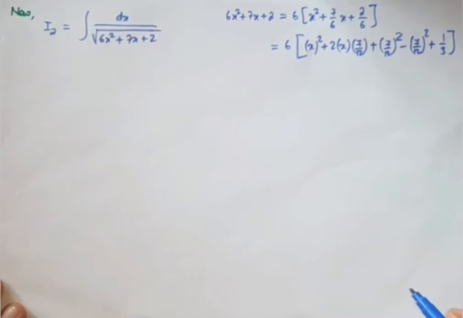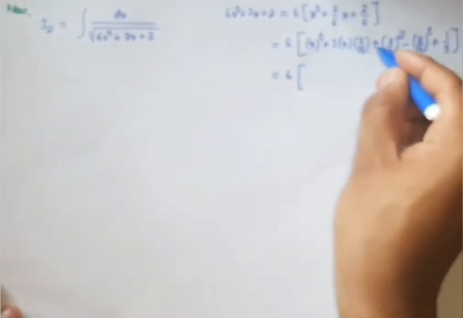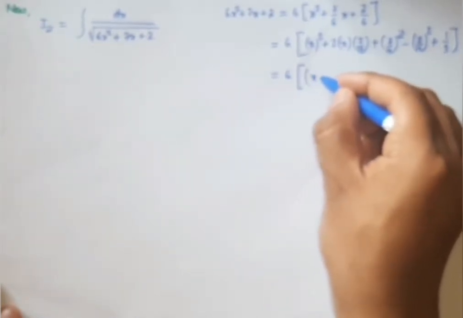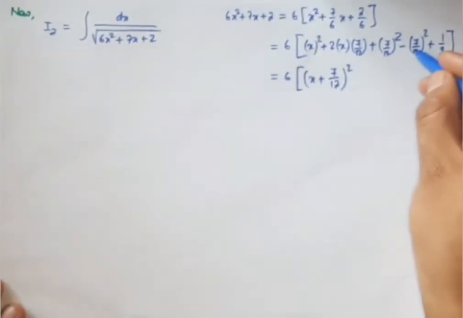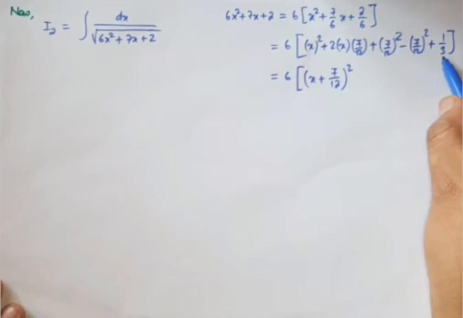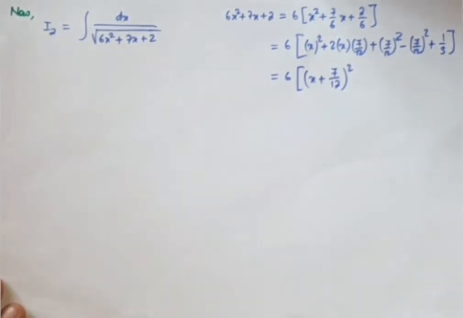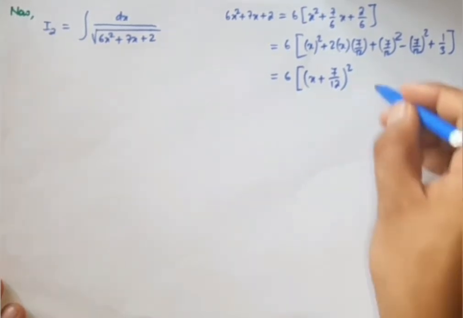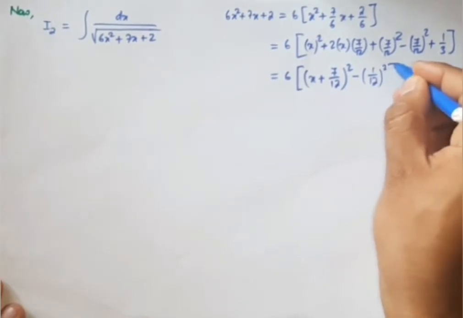So this will be equal to 6 into a plus b whole square. So a plus b, b is 7 by 12 whole square, and here we have got minus 49. See, this can be written as minus 49 by 144 plus 1 by 3. So after simplifying that, you will get minus 1 by 144, which can be written as minus 1 by 12 whole square.